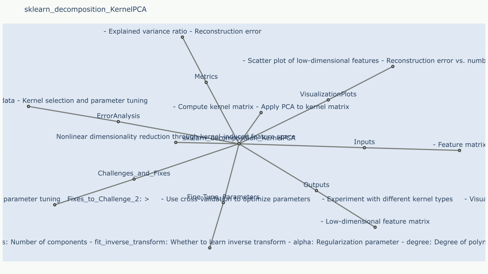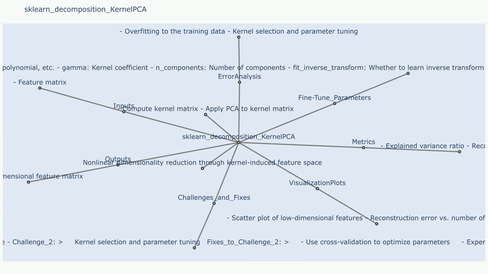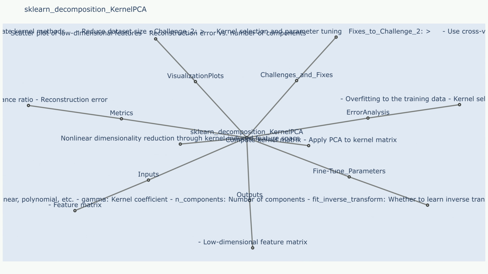Challenges and fixes: high computational cost: computing the kernel matrix can be computationally expensive, especially for large datasets. Sample use case that resulted in challenge 1: when dealing with tens of thousands or millions of data points, the time required for kernel computation can become prohibitive.